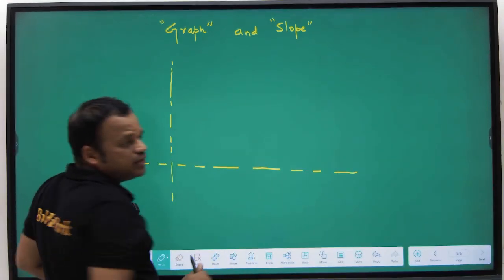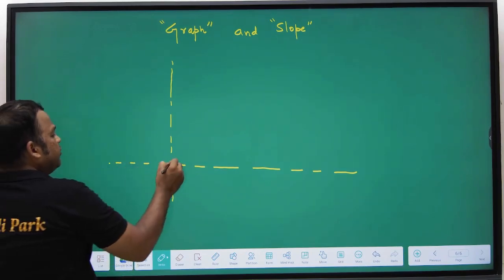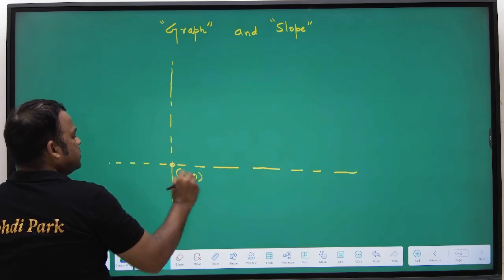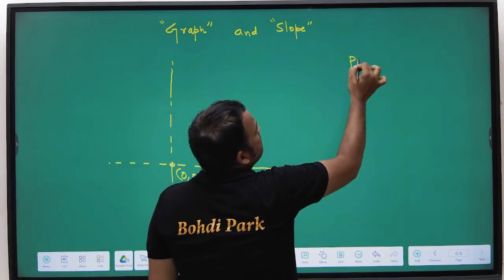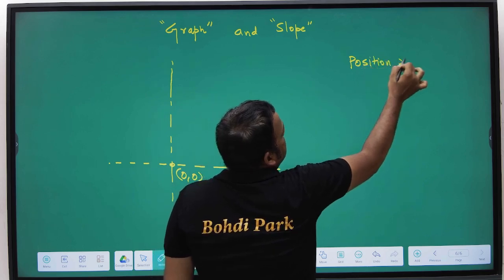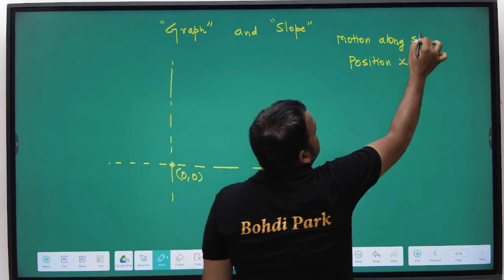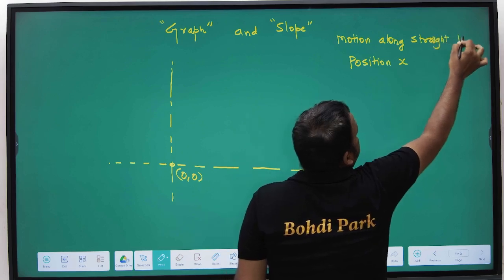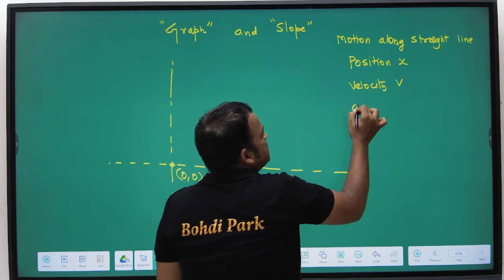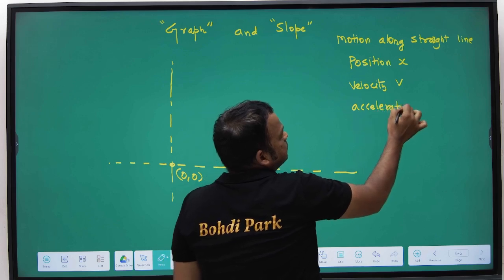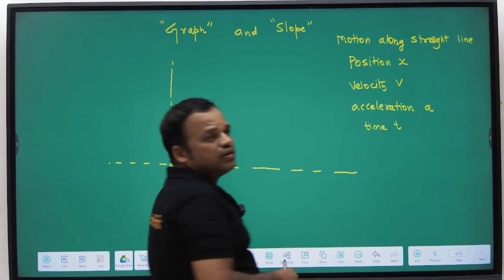So in horizontal line we will consider one quantity, in vertical line we will consider one quantity. So point of intersection is called as origin. So 0, 0. Now in motion we have quantities as position x in motion along straight line, position x, velocity v, acceleration a, and time t. So these quantities we have.